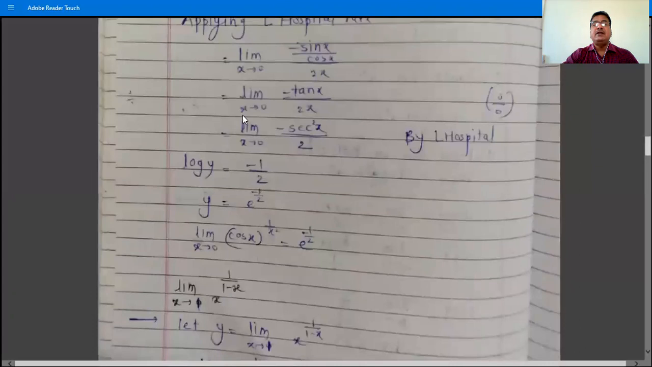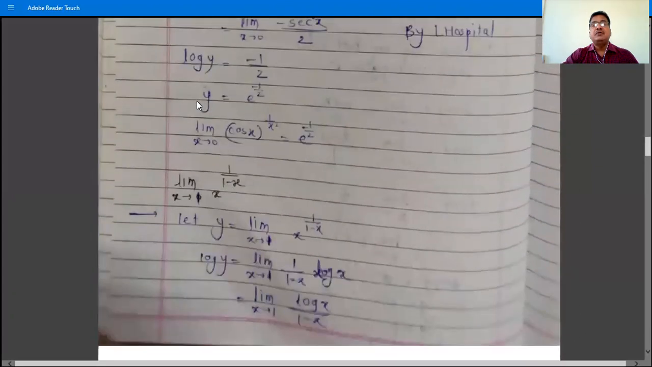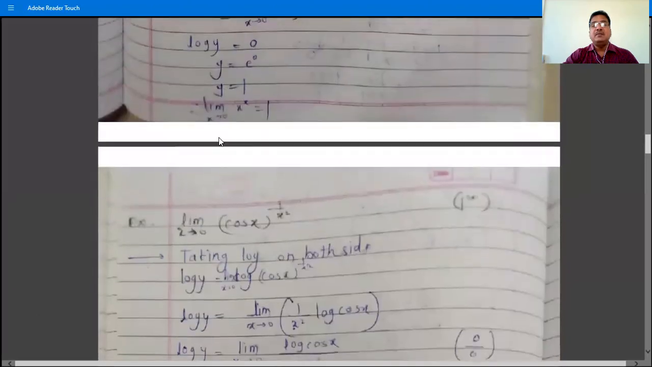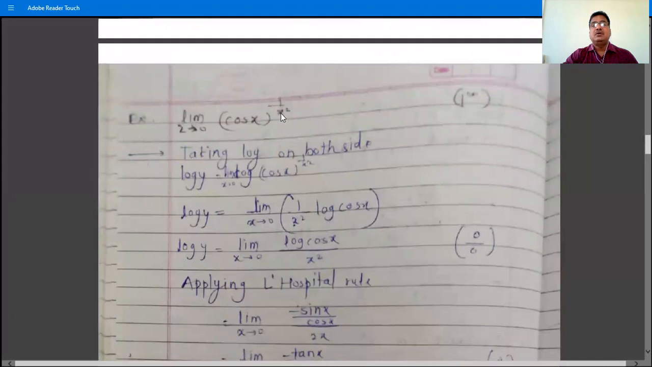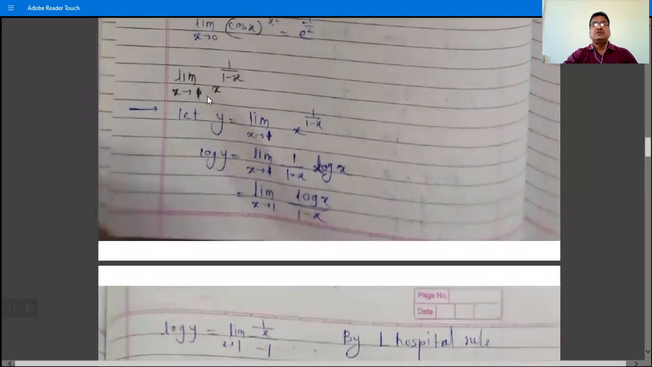And therefore this is the value of log y. Minus 1 by 2 is the value of log y, and therefore y is e raised to minus 1 by 2. And what is y? Y means this, limit x tends to 0, cos x raised to 1 by x square is e raised to minus half. Same type problem, limit x tends to 1, x raised to 1 by 1 minus x.